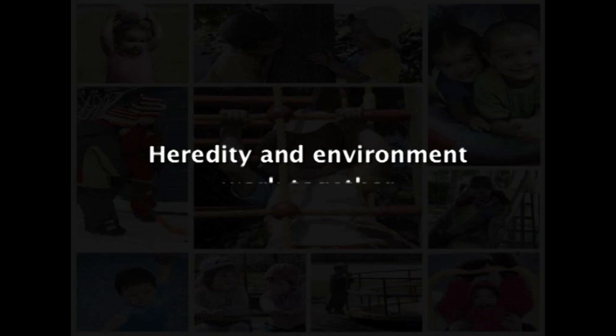So, after having understood what is heredity and how it is affecting the development of the child, then we want to understand what is environment, what are the different types of environment and how it is affecting the child's growth and development. Let us now see how the heredity and environment work together. Heredity and environment work together.